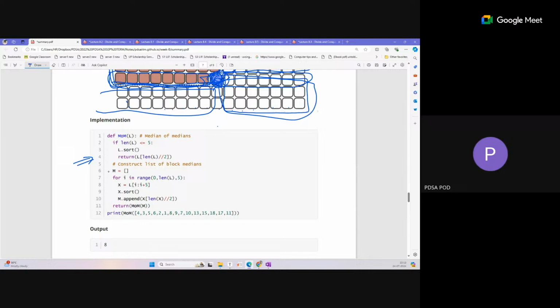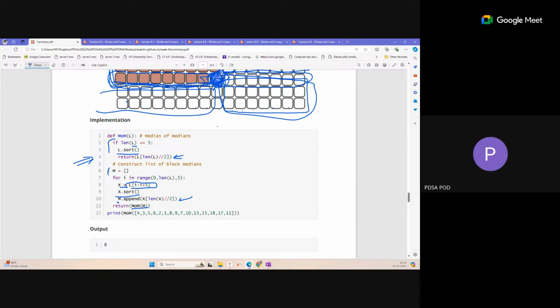Okay, so you can see we are just checking that if the length of L is less than or equal to 5, we will sort the list and return the middle element. Otherwise, we are breaking our list into blocks of 5 and sorting the blocks, and for each we append the middle element into our median list. Then we call the same function recursively again, MOM.